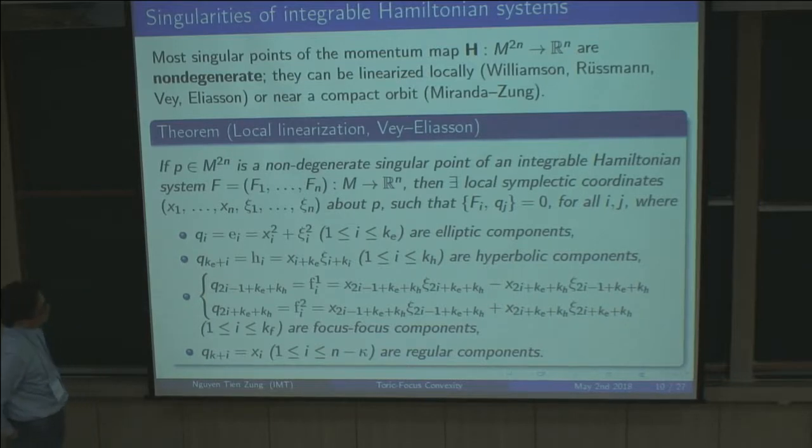Then it makes clearer sense to talk about convexity. When there are hyperbolic components, it does not make much sense to talk about convexity. So that's why we restrict our attention to the case when there are no hyperbolic components, only elliptic or focus. And those systems we call toric focus systems.